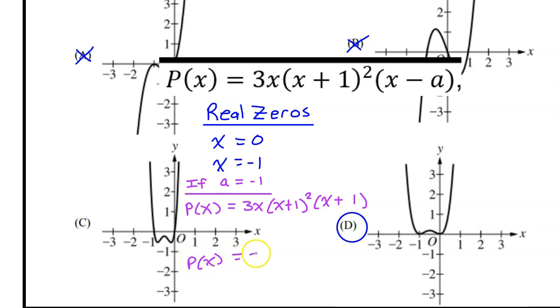P of x equals 3x times (x plus 1) to the 3rd power. In this case, the x equals 0 has a multiplicity of 1, because there's only one of them. And the x equals -1, coming from this factor, has a multiplicity of 3.